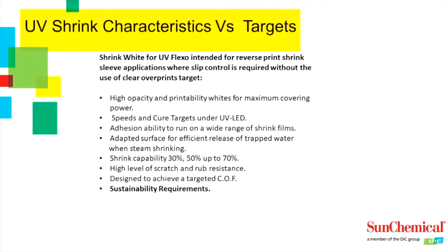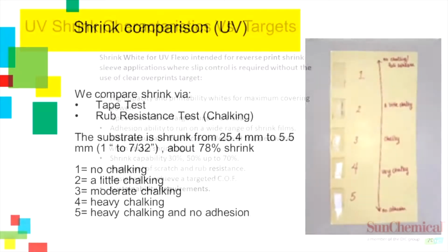UV shrink characteristics versus targets. UV whites are intended for reverse print shrink sleeve film application where slip control is required without the use of clear overprint targets. So what we're trying to do is achieve adhesion while shrinking. Shrink capabilities can be 30 to 50%, up to 70%. We also want high levels of scratch and rub resistance, designed to be targeted for the COF, while keeping in mind our sustainability requirements.